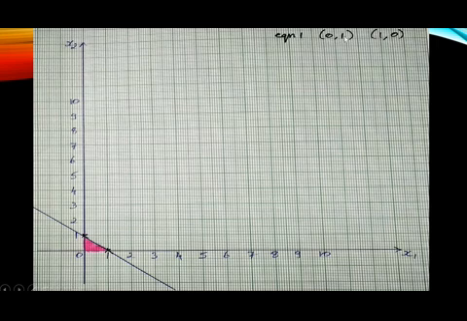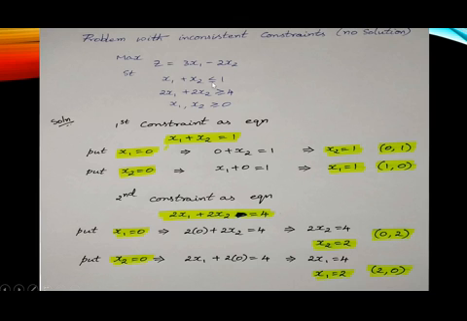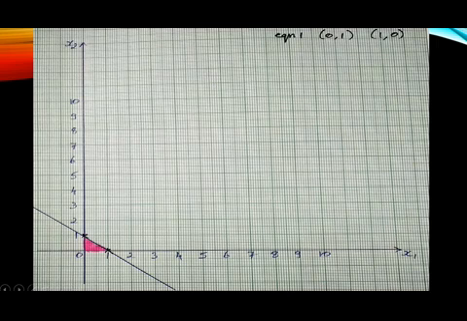So the first point is 0, 1: 0 along x1 and 1 along x2. So this is the point. Next, 1, 0: 1 along x1, 0 along x2. So this is the point. So I get a line here. I extend it on either side and I am supposed to shade the region. This is a less than or equal to type constraint. So I am supposed to shade below the line or to the left of the line. So the region in the first quadrant which is below the line is only this much. This is the feasible region for the first constraint.